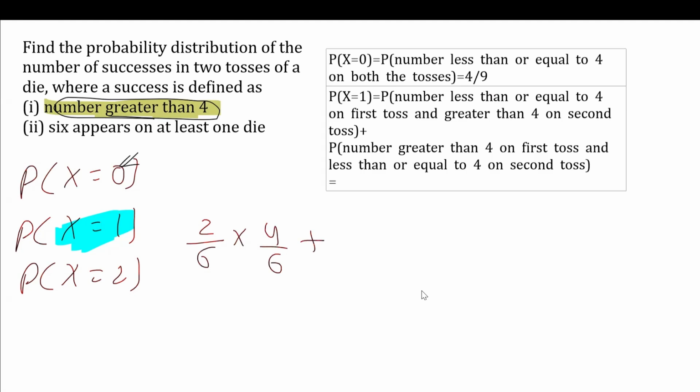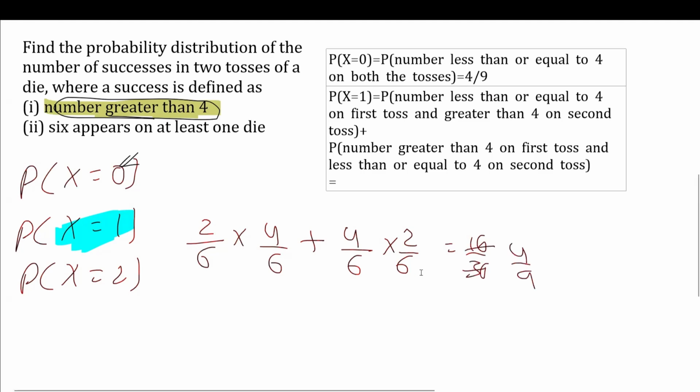It could also be the reverse. We took success in the first; now this time I'm taking failure in the first die and success in the second. So this way we can reduce it. It is 8 over 36 plus 8 over 36, that is 16 over 36. 16 over 36 can be reduced to 4 over 9. So this is the answer for the second part, which comes out to be 4 over 9 again.